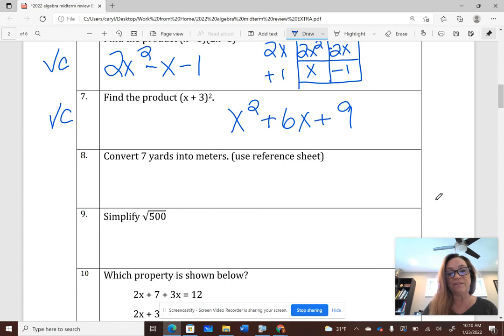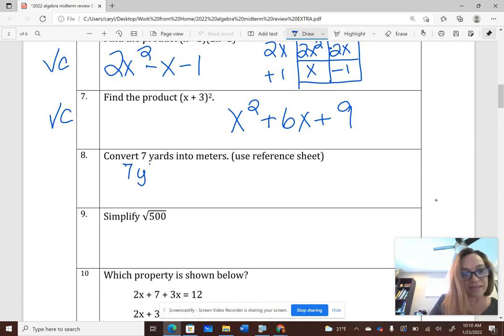Okay, so convert 7 yards into meters. So you'd have to use your reference sheet. And let me just look. Gotta look it up. Okay, so on my reference sheet, it says that I'm converting 7 yards. So that's a given. And it says that there are 3 feet in 1 yard.